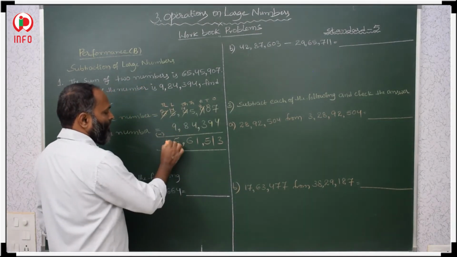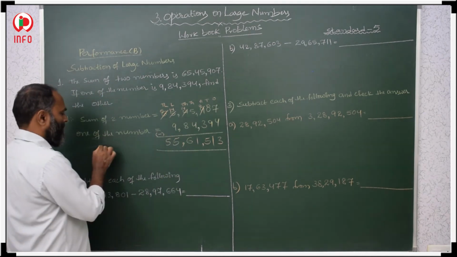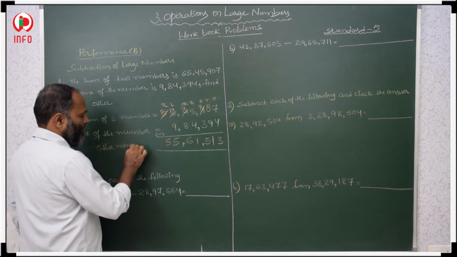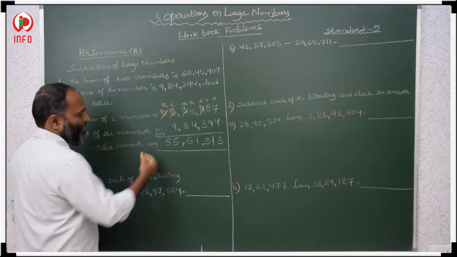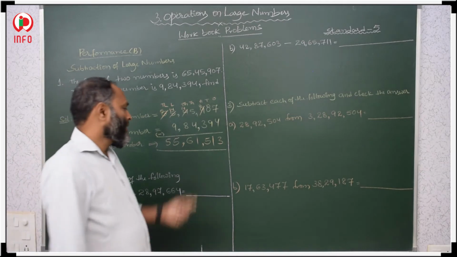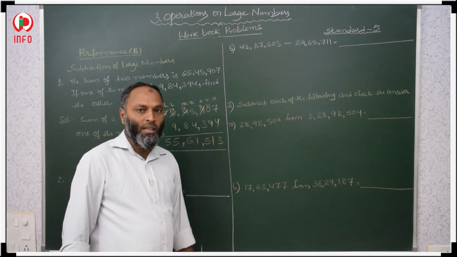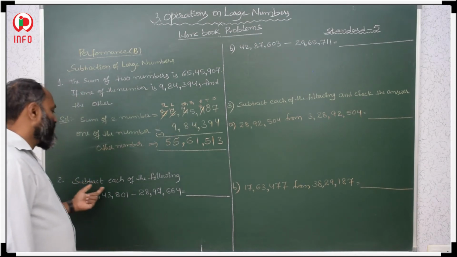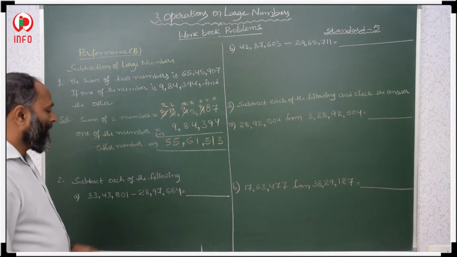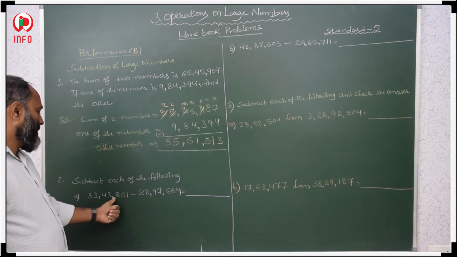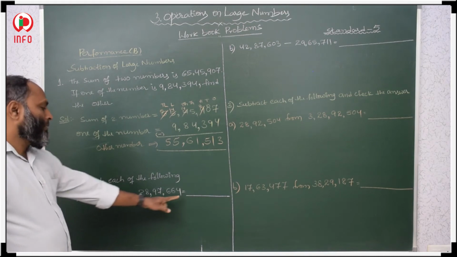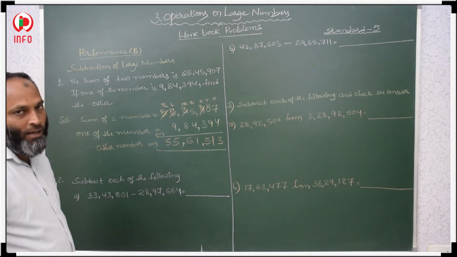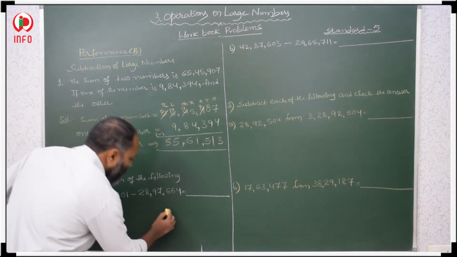And here 5. The other number is 55 lakhs 61,513. This is the other number. So next, subtract each of the following. Here how many digits are there? 1, 2, 3, 4, 5, 6, 7. Till 10 lakhs, equal digits are there. So till 10 lakhs we have to write.